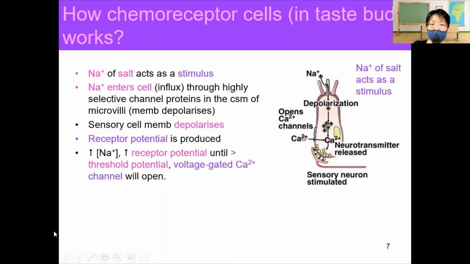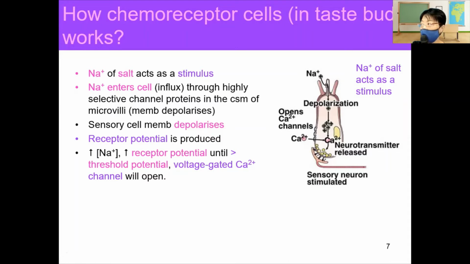So the more sodium ion in our food or drink, let's say that you drink soup that is very salty, right? The more salty it is, the higher the sodium ion concentration, and the higher the receptor potential, because more sodium ion comes in. If it goes above threshold potential, then the voltage-gated calcium ion channel will open. Okay, so this part is similar to the synapse already, right? Can you see that?